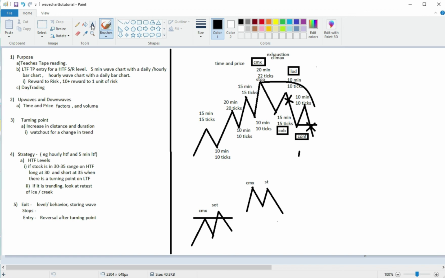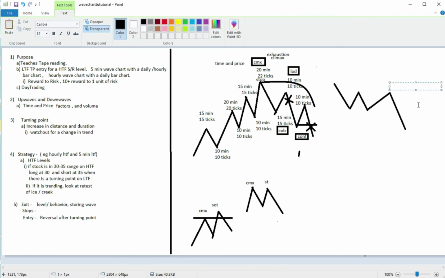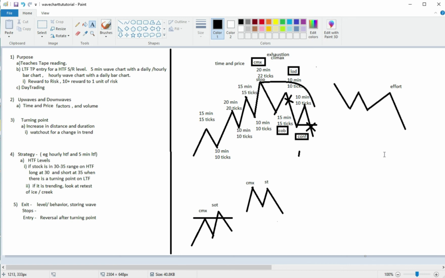So what will happen is near the lack of demand, either before or after it, you'll see one more wave, which will look like this. And then it'll crack. So here would be the effort. That would be the effort. That may come before, it may come after. It's just unpredictable, but you know to expect it.